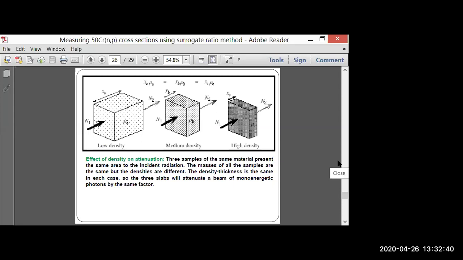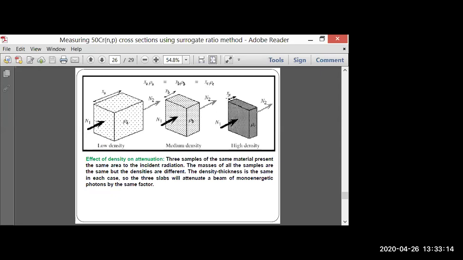I am showing you three slabs, three samples of the same material, presenting the same area. You see, the front area is the same. The masses of all the samples are the same, but look at the density. It's totally different. This is less dense. This is a little bit more dense. This is the highest density. So you see, since the density is different, your width is getting smaller and smaller.